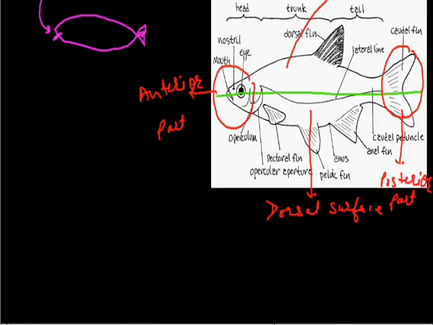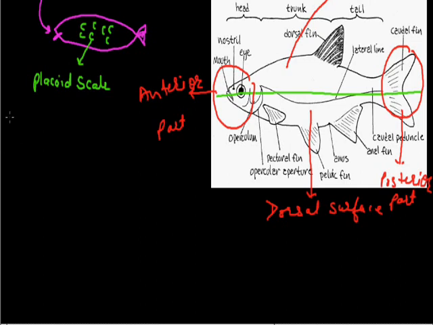Now the skin is covered by scales. These animals have scales on their body. These scales are called placoid scales. Placoid scales are the scales which cover the fish body or skin. The name of the scale is given on the basis of its shape, so we call them placoid scales.